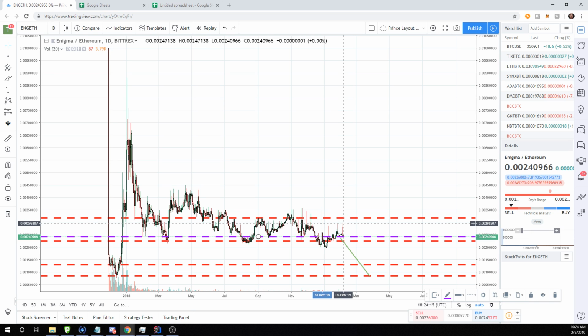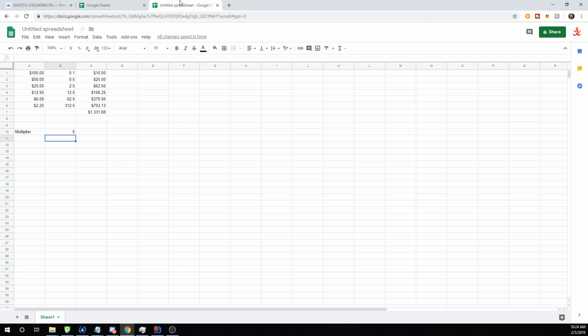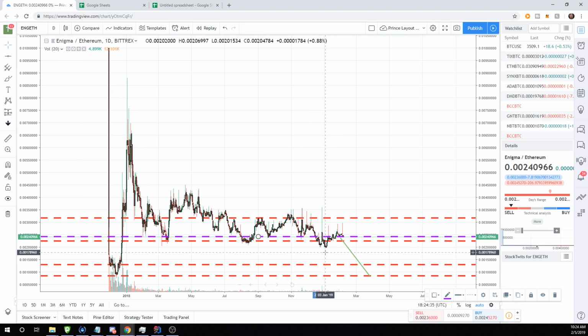Anyway, the whole point of this is by increasing your multiplier, you drastically increase your profit potential. So this is something that I can measure in a spreadsheet long before I spend any money, long before I go in here and do any buying. I can figure out 5x would have made me money historically. 5x would have not made me money historically, right?